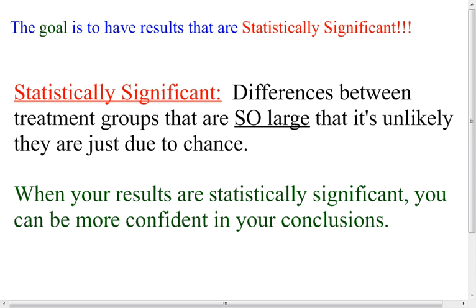All right, and certainly the goal is to make sure that your results are statistically significant, meaning the differences between the treatment groups are so large that it's unlikely that they are just due to chance, okay? If you have statistically significant results, you can be more confident in your conclusions. So if the difference between one treatment and another treatment is only 5% different, that's not big enough. But if it's 30, 40, 50% different, then I know it's probably because of the treatment and not some other lurking variable out there or chance or whatever. Okay? So hopefully this has helped.